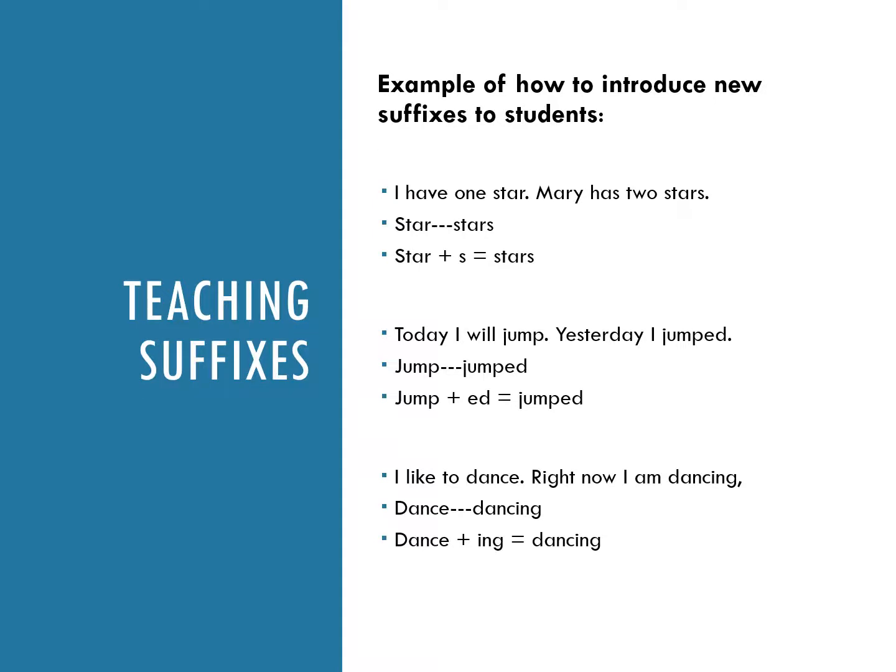Example of how to introduce new suffixes to students. So you would say, I have 1 star and Mary has 2 stars. 1 star, then 2 stars has an S at the end. So star plus an S equals stars. And the S means that you're having more than 1.